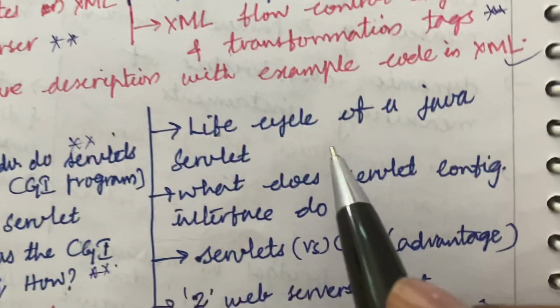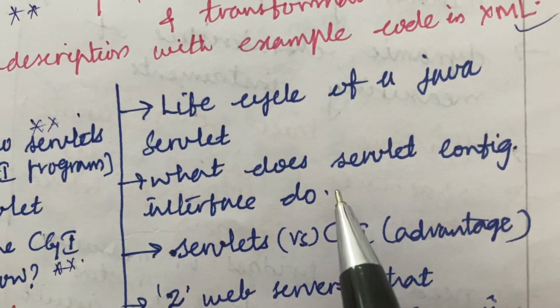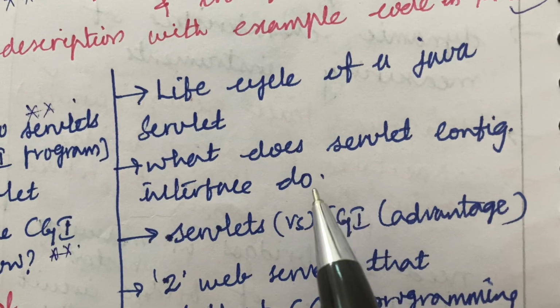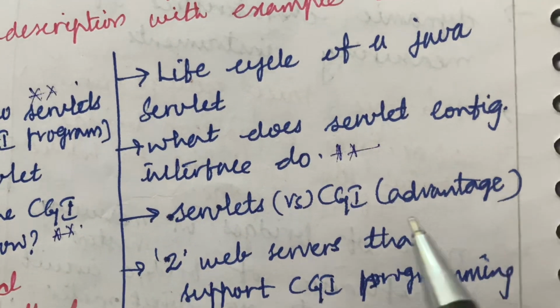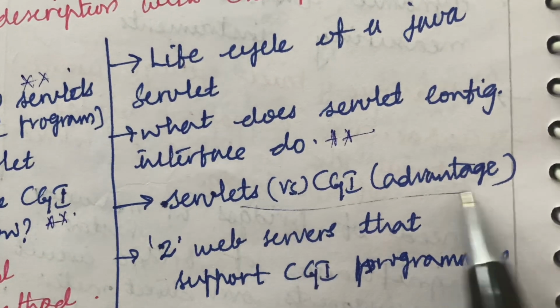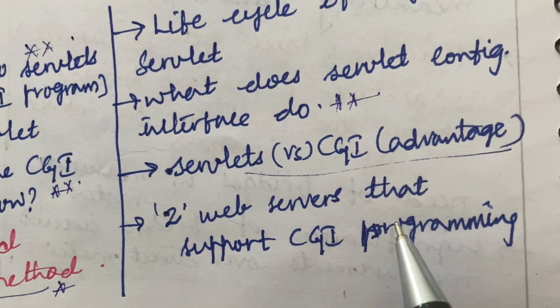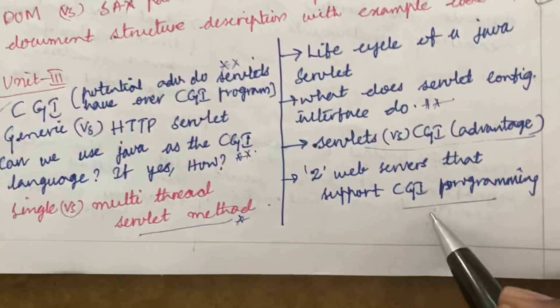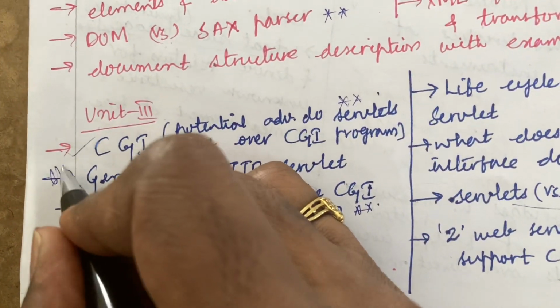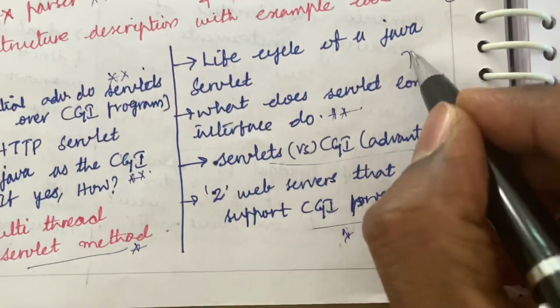Life cycle of a Java servlet, and what does the servlet configuration interface do is also said to be a short question. Servlets versus CGI and their advantages and differences, and two web servers that support CGI programming is also said to be one of the topmost questions, which is asked in 6AB as well as 7AB.